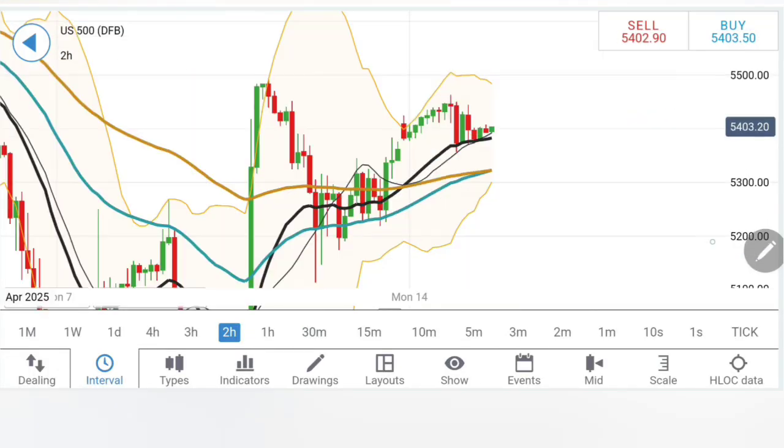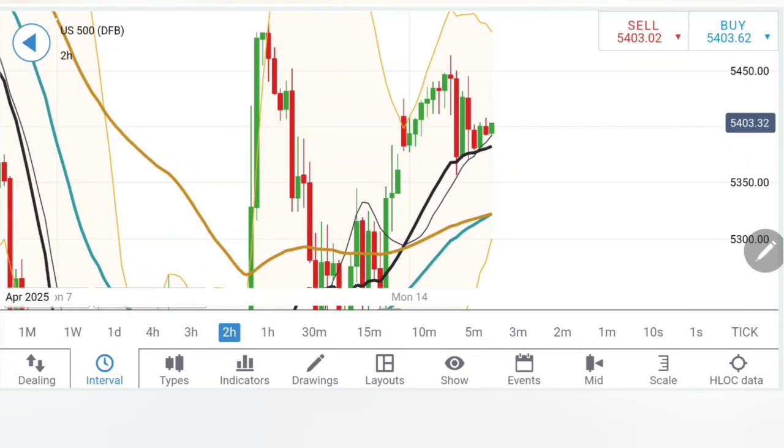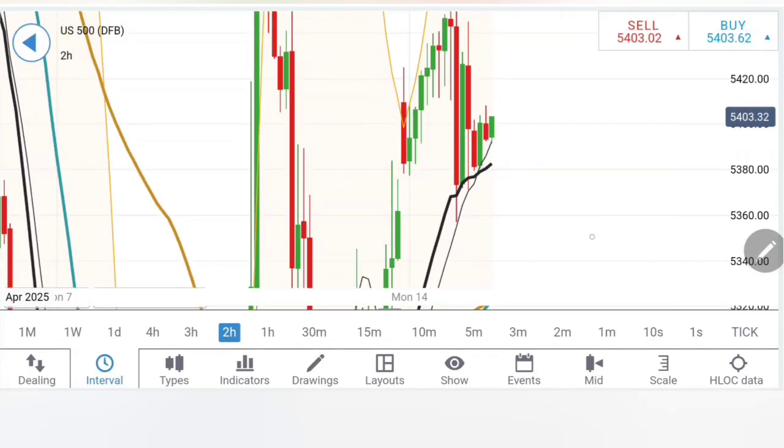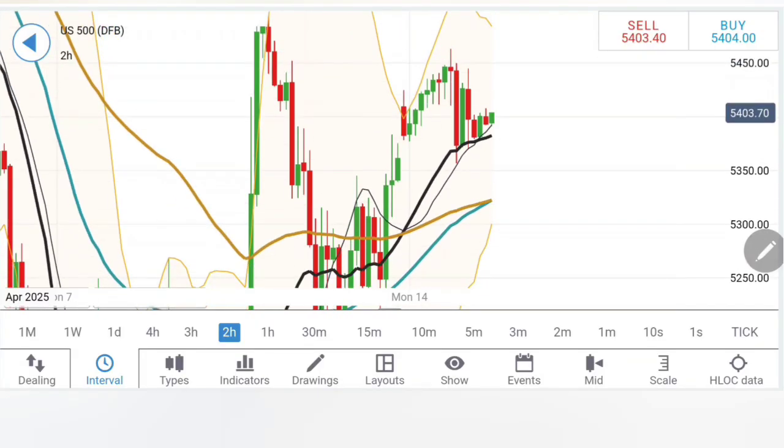Coming to 2-hour charts, similar observation on the 2-hour charts. The support here is pretty strong from the 20 period. Thus, it is pretty important for S&P to trade below the 20 period moving average, that is 5380. And see what's happening. Look at the swings here. Lower highs, higher lows here. Wait for it to deliver a breakout.